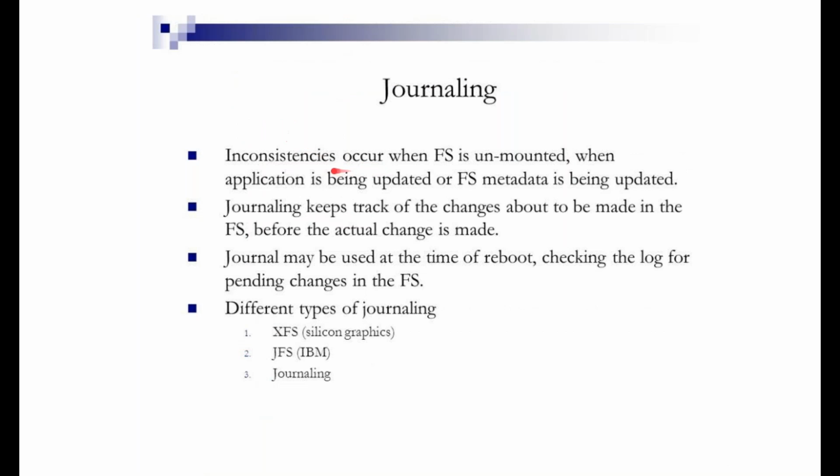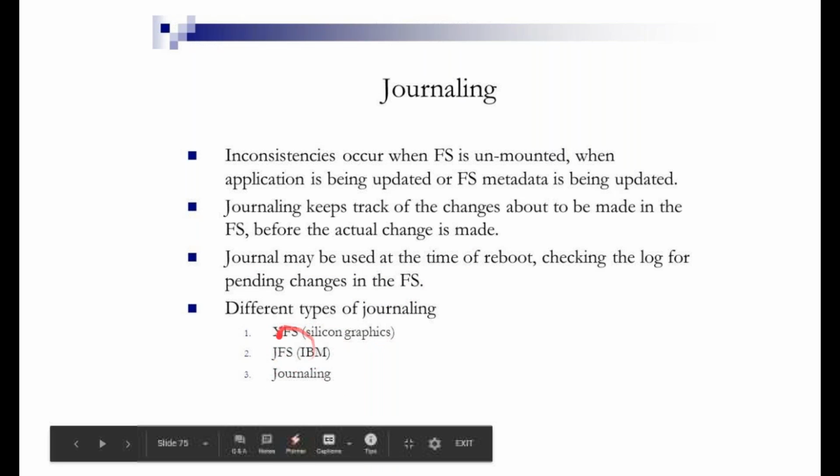Fine. So inconsistency can occur when the file system is unmounted, when an application is being updated, or when FS metadata is being updated. Any inconsistency can be recorded in your journal and can be rectified by this. Journaling keeps track of the changes to be made in the file system before the actual changes are made. The journal is used at reboot time, checking the log for pending changes in the file system. Different types of journaling are there, and by default in ext3 we are using the ordered one.